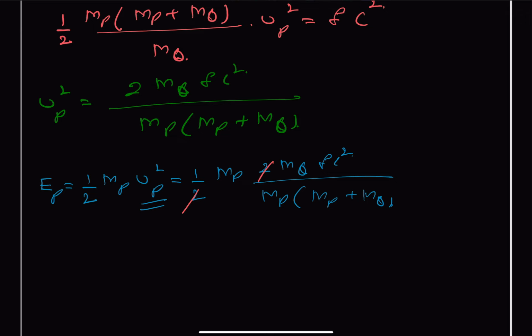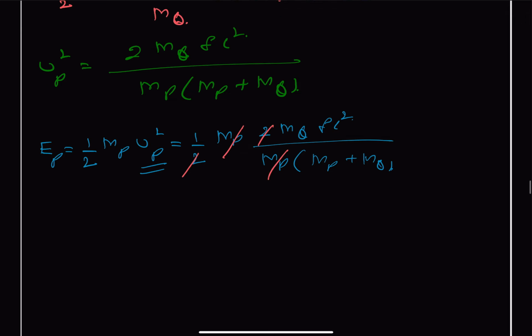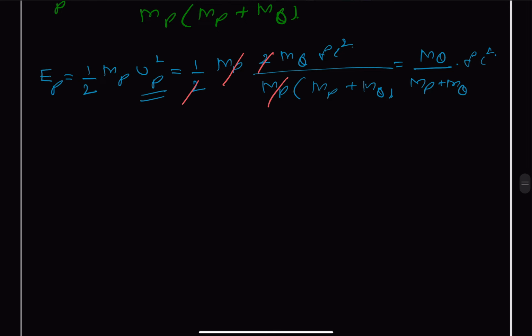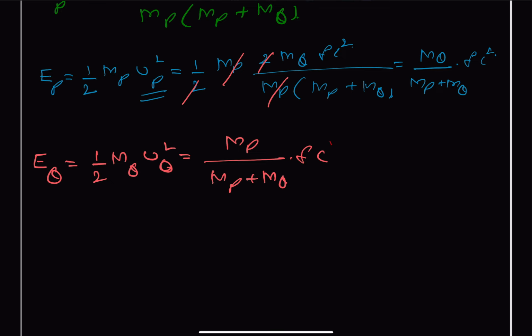Here half and half, mp and mp cancel out, and this comes as our mq divided by mp plus mq multiplied by delta C square. Now we can find out our EQ is equal to, and this was our half mq and vq square, and that also will be coming as our mq divided by mp plus mq multiplied by delta C square.